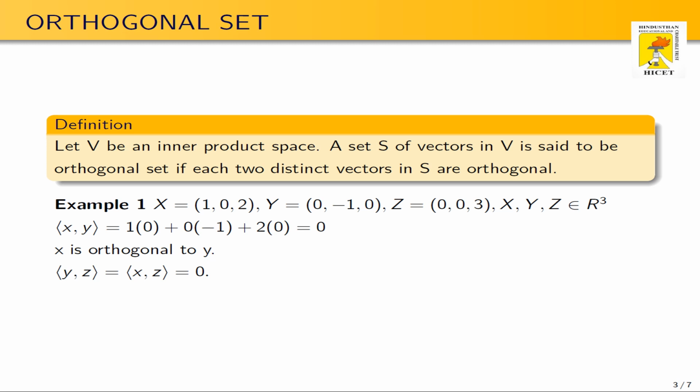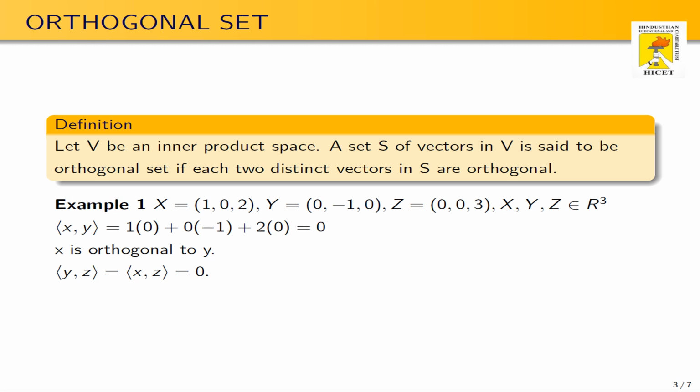Next, orthogonal set. Let S be any set containing S equal to V1, V2 up to Vn. Then we can say S is said to be an orthogonal set if any two vectors of the set are orthogonal vectors. Let us explain through an example.